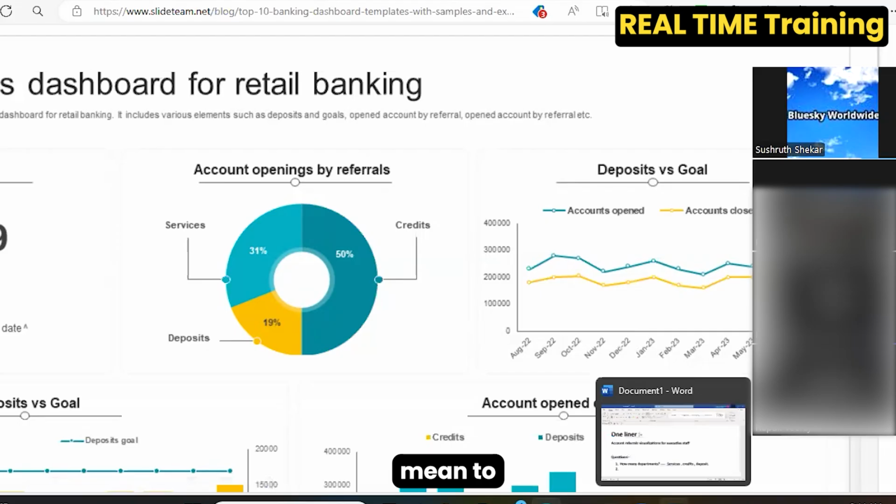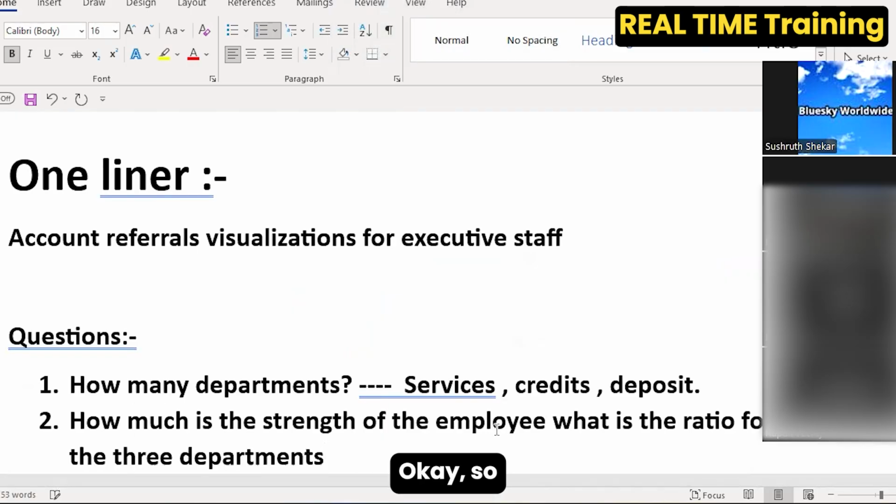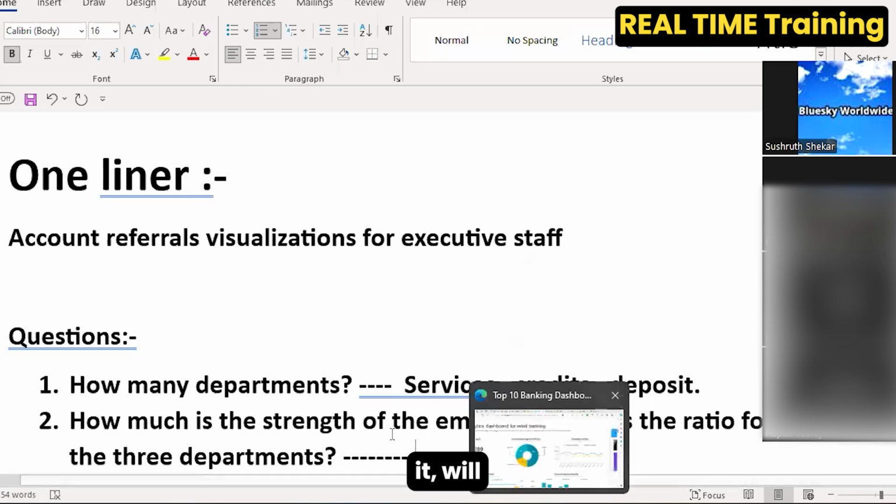How many, I mean to ask, how much is the strength of the employees and what is the ratio for these three departments? Okay. So second question, I'm not putting you on the spot or anything. We are just doing an exercise. Just training. I'm just talking to everybody. Second question, you think about it. Will they know this or not?